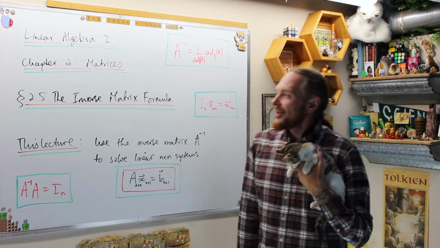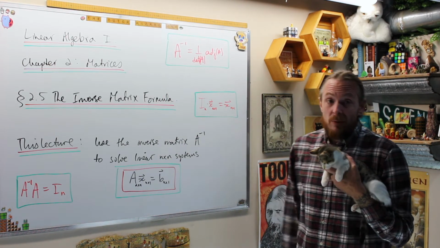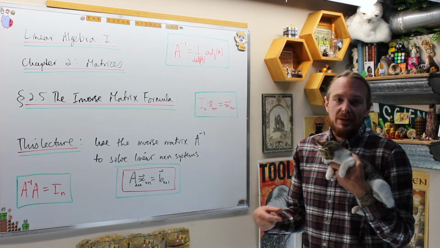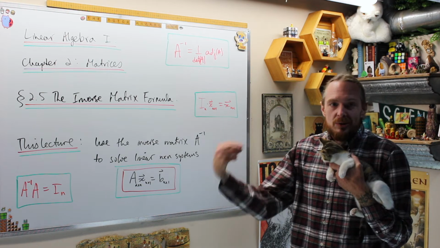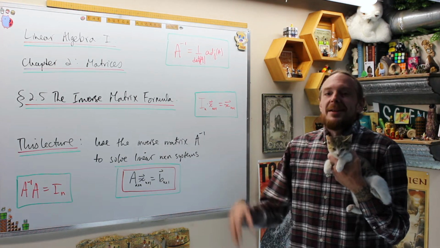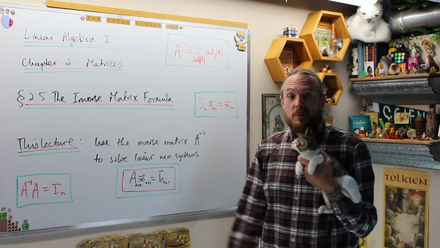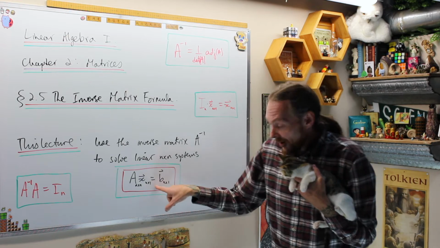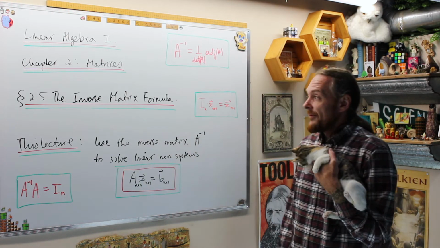All right, today we're doing linear algebra 1. Chapter 2 is matrices. Section 2.5 is the inverse matrix formula. Last time in this section, we derived a way of finding the formula for the inverse matrix. Now we're going to use it. We learned how to become lumberjacks and cut down trees, but that wasn't the point. The point was to become architects. Today is finally when we become architects, and we're going to solve linear systems with the machinery and the tools that we created in the previous video.